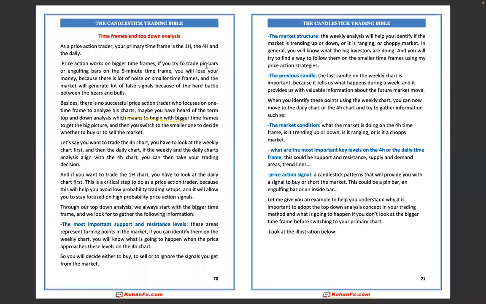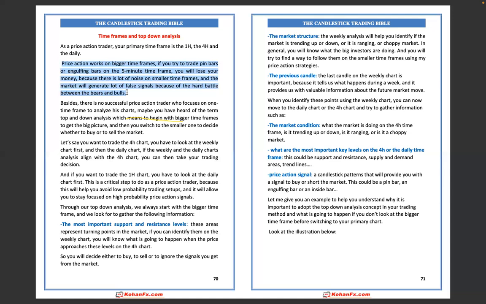If you try to trade pin bars or engulfing bars on a 5-minute time frame, you will lose your money because there is a lot of noise on a smaller time frame and the market will generate a lot of false signals. Let me highlight this. False signals because of what? The hard battle between the bears and the bulls. And this is the reason why you hardly see me trading on lower time frames. If you look at the lower time frame, you see a lot of entries, but most of the time they don't work.